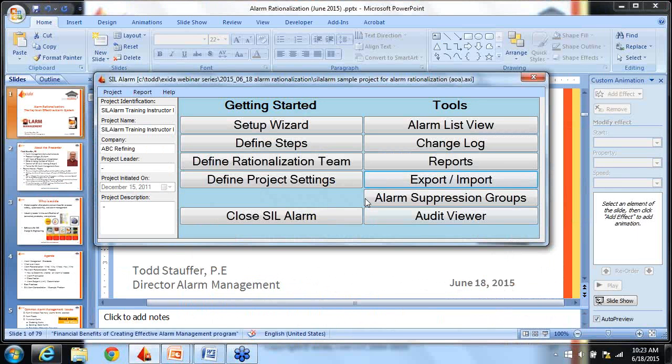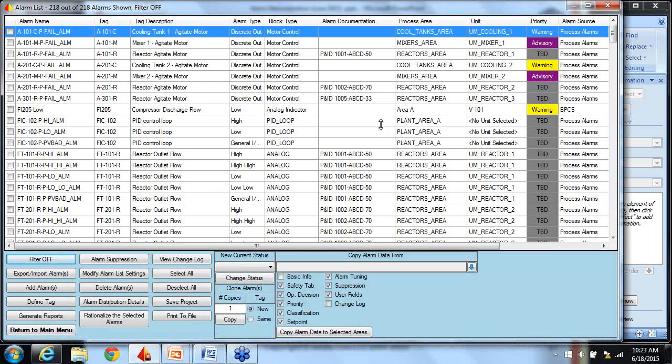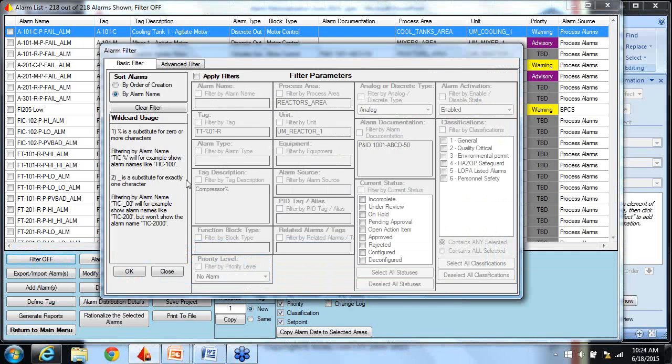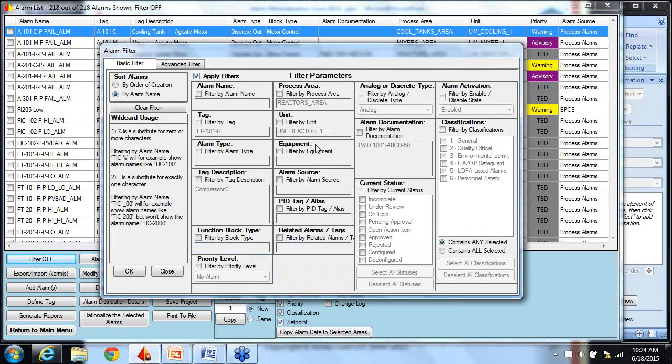So now we're going to switch gears and look at the SILAlarm tool itself. We're going to start by calling up a list of all of the alarms that are in our master alarm database, pre-populated from the control system. If this was a big process plant, we would have thousands, maybe 10,000, 20,000 alarms. So to get started and look at all the alarms from a given PNID, we would want to filter what's in here to set up the interface so we just see the alarms that we're working with.